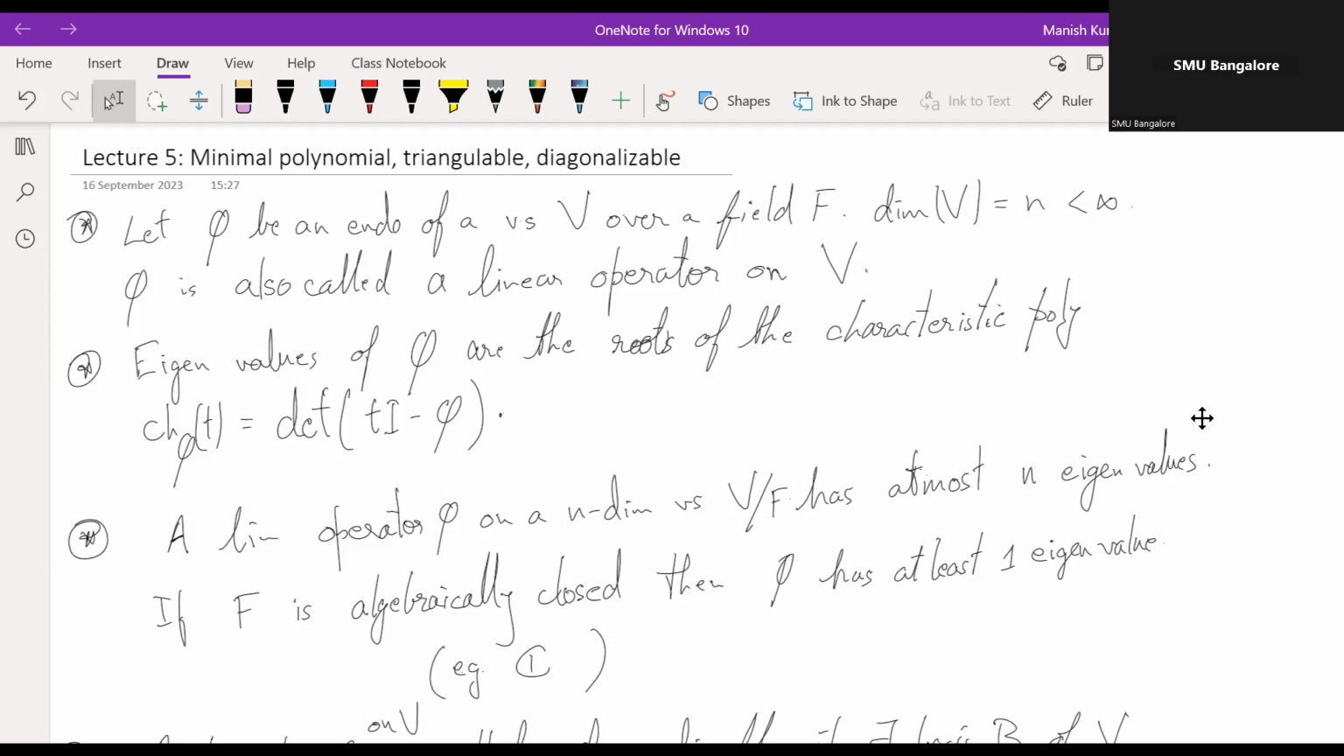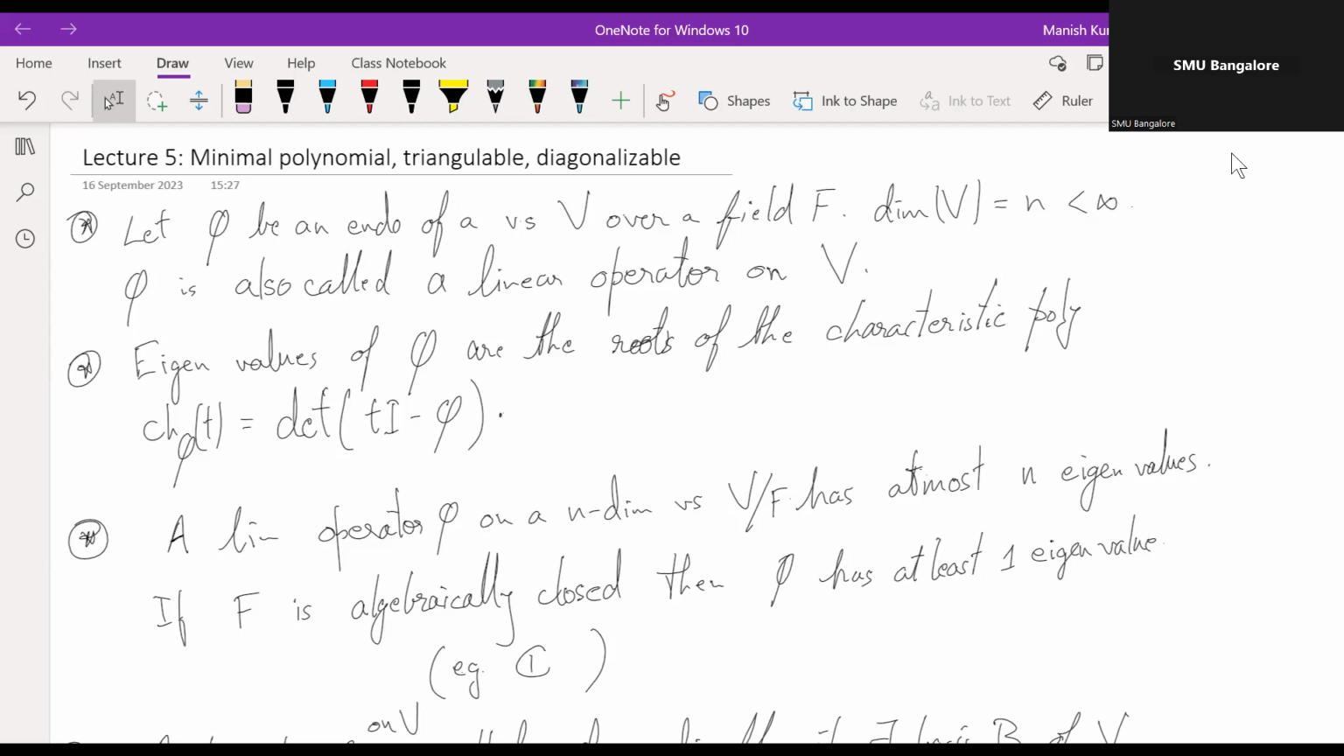So remember, last time we saw that the eigenvalues of phi are the roots of the characteristic polynomial, which you can define as the determinant of T times the identity minus phi. And this does not depend upon the choice of the basis. That also we saw.